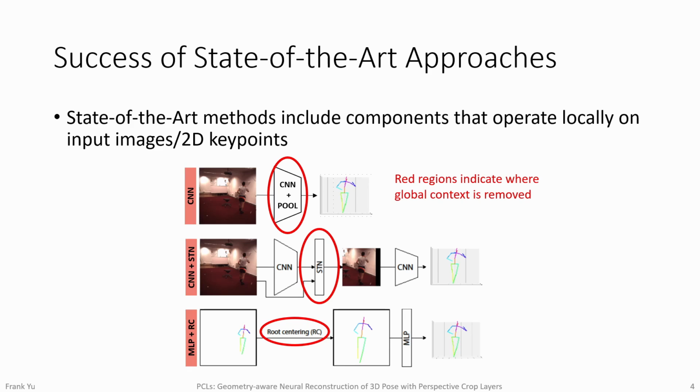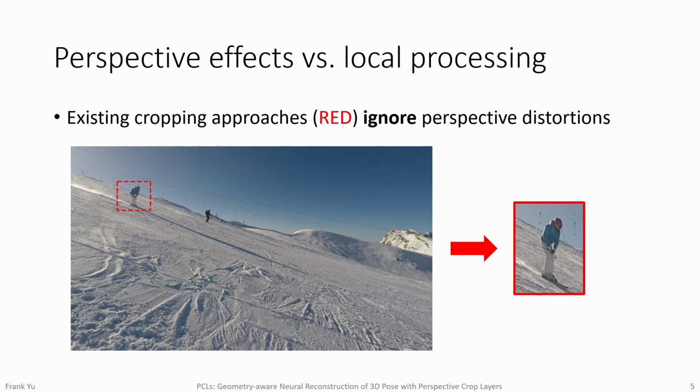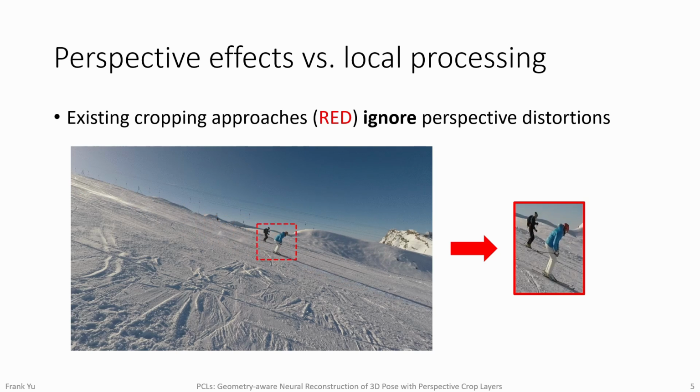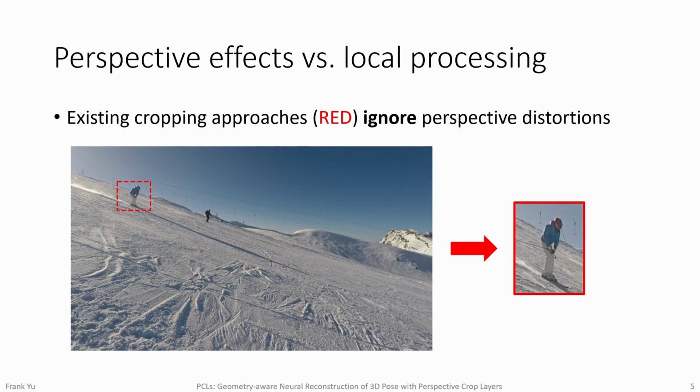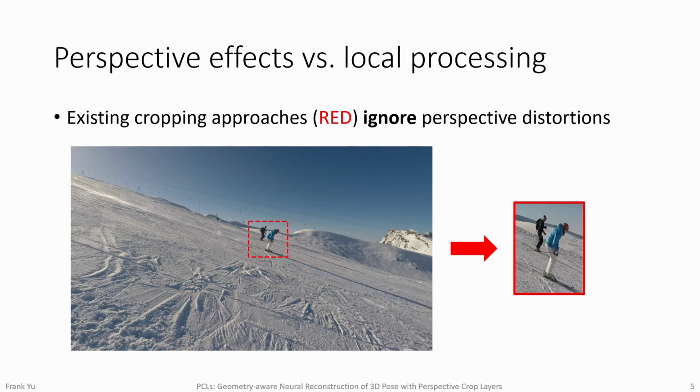The commonality between all three of these approaches is that they all operate locally on the image. Each approach has a portion that removes global context with a form of cropping a local area of interest. However, removing global context comes with downsides. From the video, you can see that the cropped image of the skier is rotated and distorted when they are near the edges of the frame.